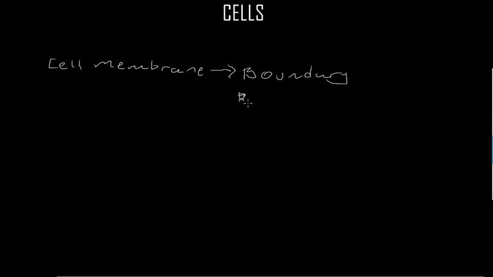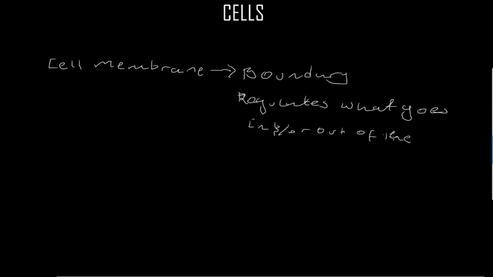The term is regulates. What goes in and what goes out of the cell. Not everything goes into the cell, and not everything can leave the cell. So this is the first function that the cell membrane has. It regulates what goes in and what goes out of the cell.